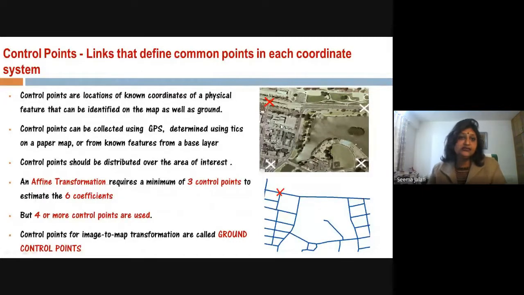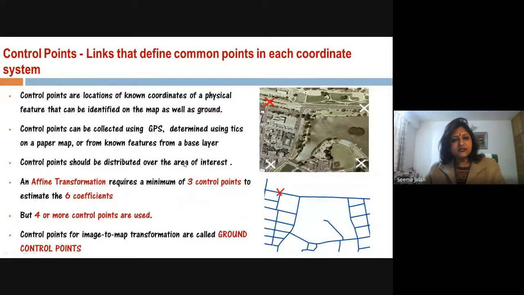So if I have three such control points, my work is done. Using those three sets of X and Y coordinates, I can build this mathematical model, and once I have the equation, I can get the real world coordinates for any pixel in my entire data set. So what do you call these points? You call them ground control points.